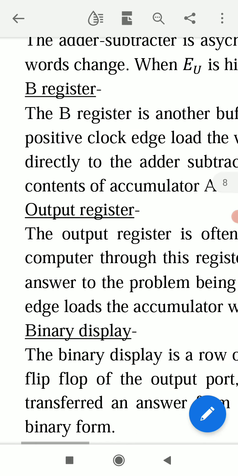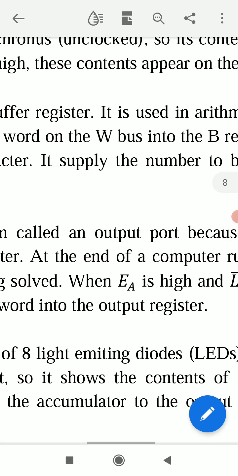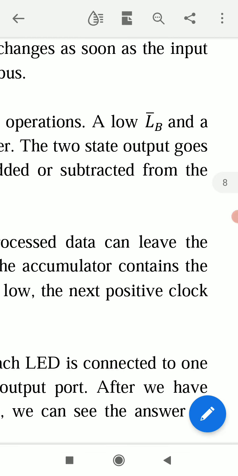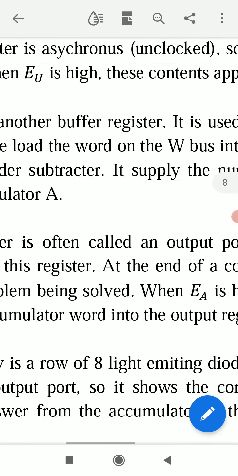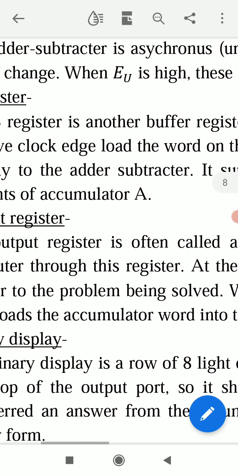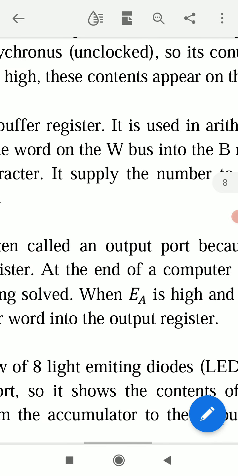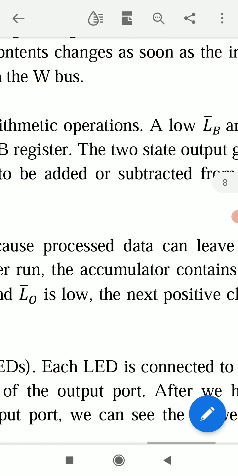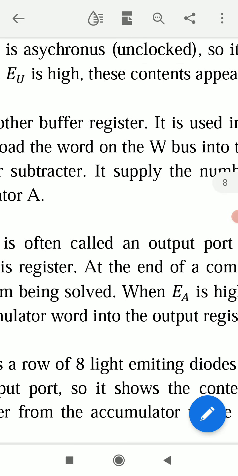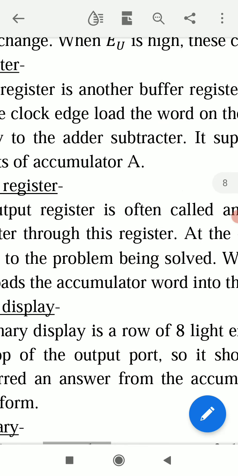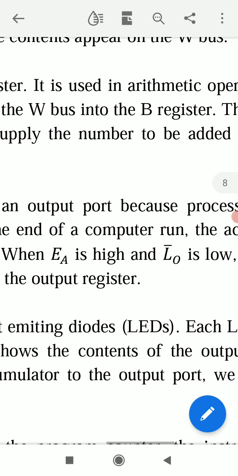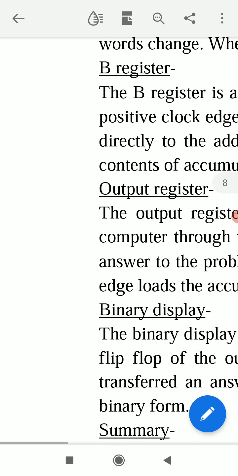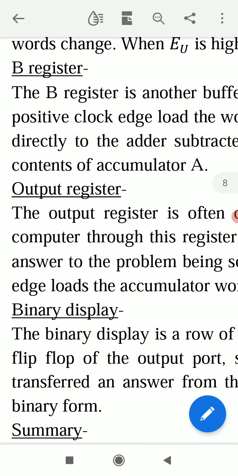Then we have the B register. The B register is another buffer register. It is used in arithmetic operations. A low LB bar and a positive clock edge load the word on the W bus into the B register. The two-state output goes directly to the adder subtractor. It supplies the number to be added or subtracted from the content of accumulator A.